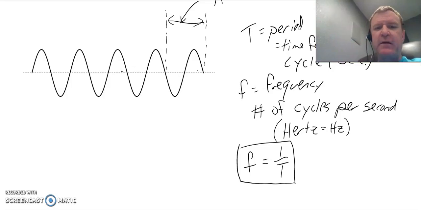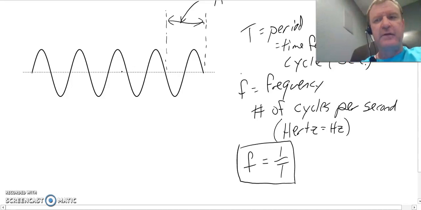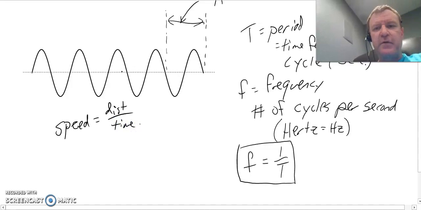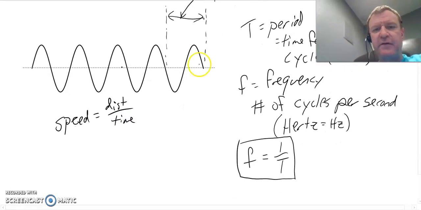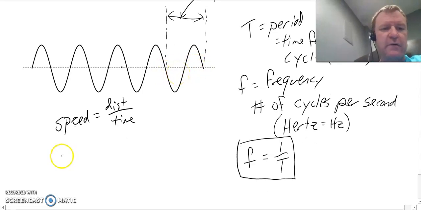Okay, so again, if we have a wave moving to the right, we want to calculate its speed. So speed, we know, is distance over time. Okay, so distance we have defined here for a wave would be wavelength. Okay, that's a defined distance that the wave would travel. So we can say speed, the distance we can say is wavelength.